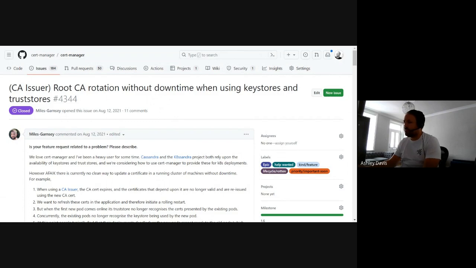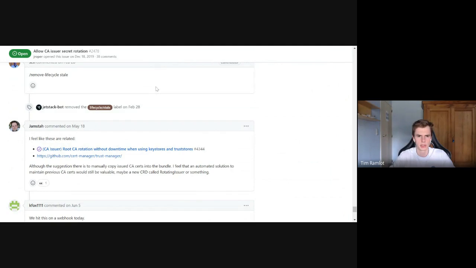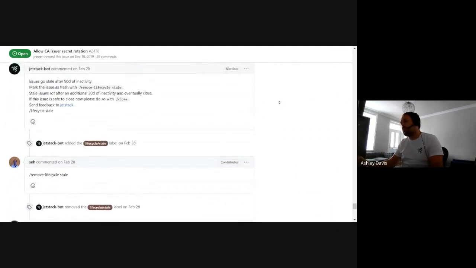Tim? I was kind of surprised by this trust manager issue, because here we're saying that we should allow the certificate request as a source. Is that correct, or is it the certificate? Yeah, that issue, to be clear, sorry, I don't think we should have the certificate request as a source.